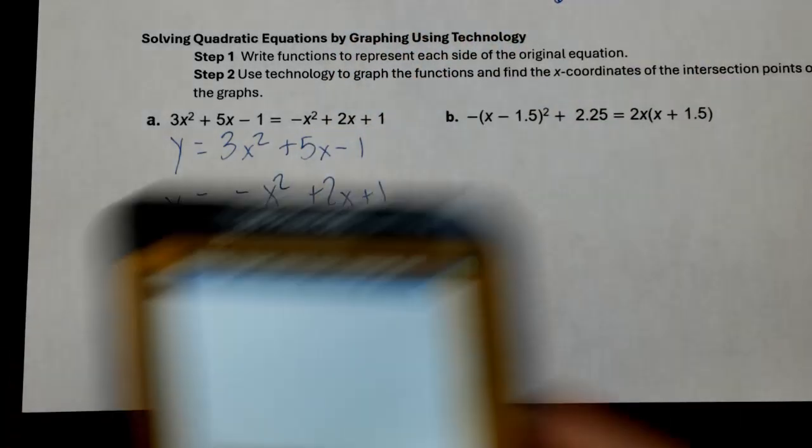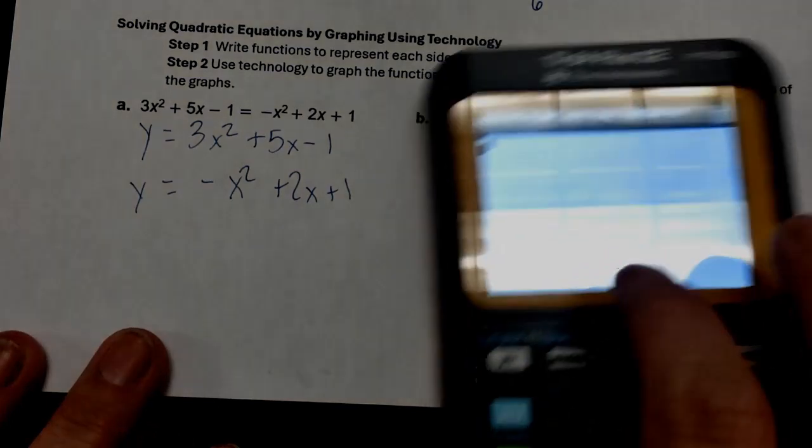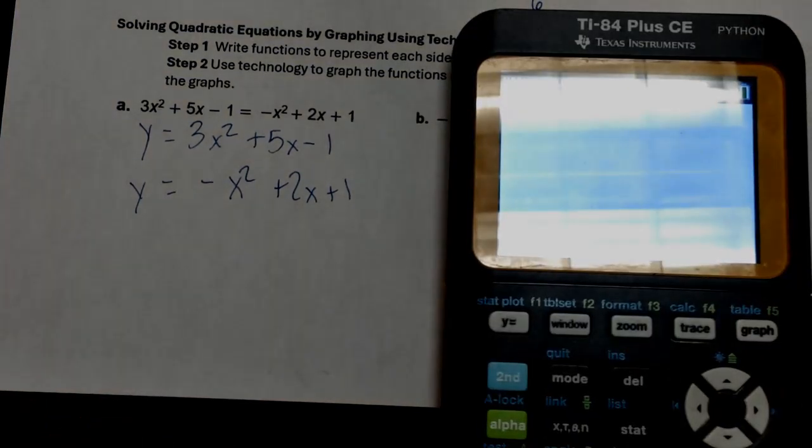All right, so in my calculator, I'm going to try to find not glaring parts. Oh, that didn't help. Give me a second.